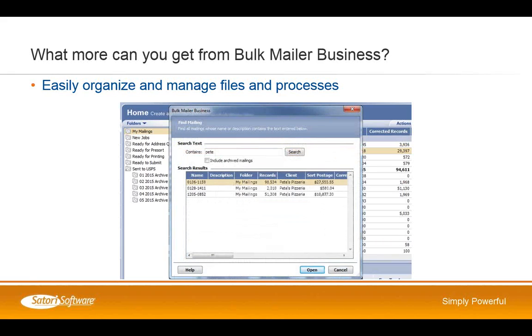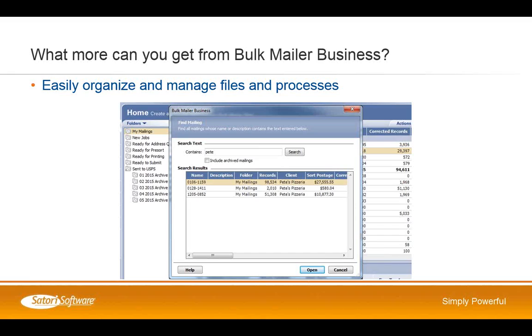So here's another way that you can get some interesting data out of Bulk Mailer Business. One of the unseen tools inside of Bulk Mailer, also available in Bulk Mailer Professional, is the idea of searching. Especially for those of you who have a lot going on in your home screen, or a lot of mailings organized in your folders, finding the mailing that you want can be a little bit tricky.